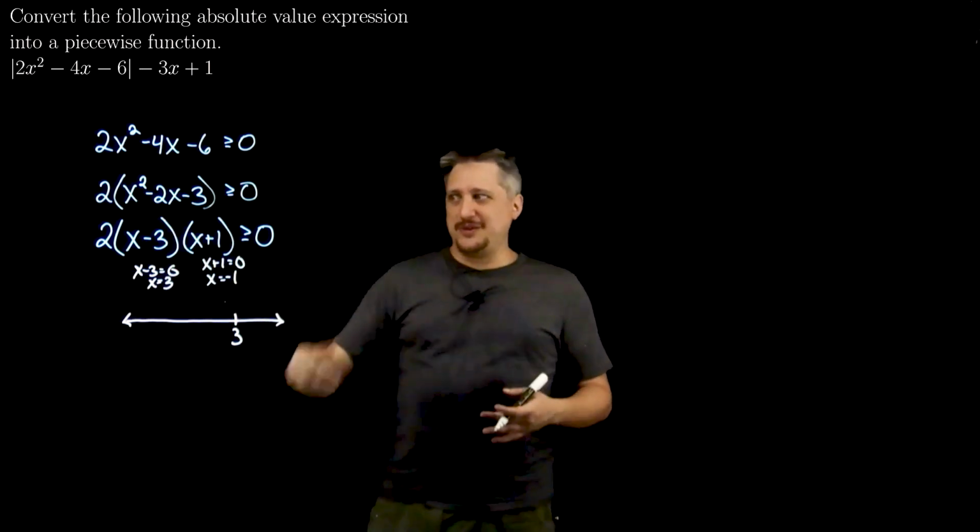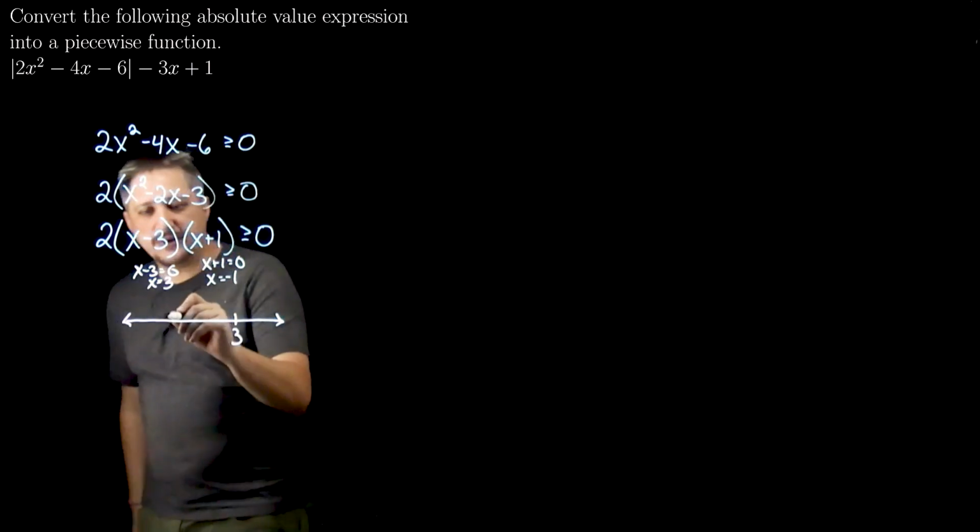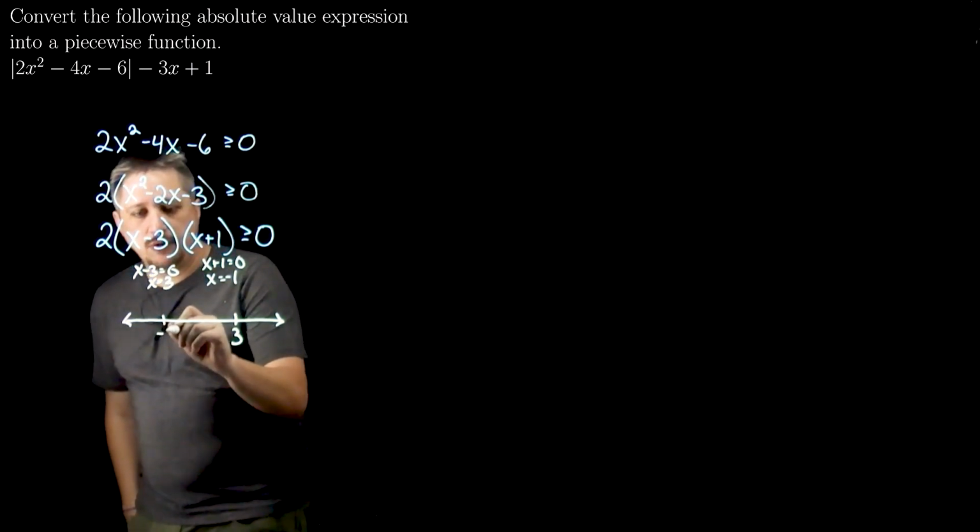Here, we could probably just look at it and be like, what minus 3 is 0? 3, easy enough. So here I'm going to use a -1.